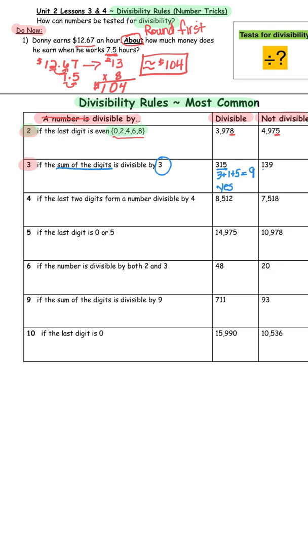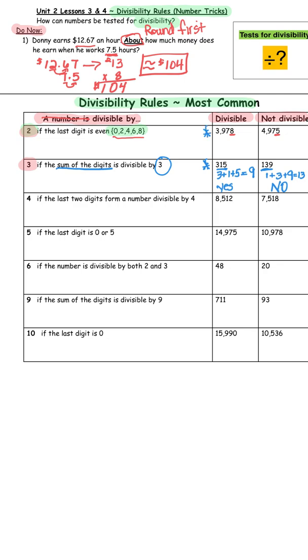If we look at 139, we would see 1 plus 3 plus 9 gets us a sum of 13. So the answer would be no, it is not. And if you put 139 into your calculator and divide that by 3, you would see that there is a remainder. Therefore, 139 is not divisible by 3. These are pretty cool. The 3 divisibility rule does show up a lot. The 2 shows up a lot as well, and we'll keep going.